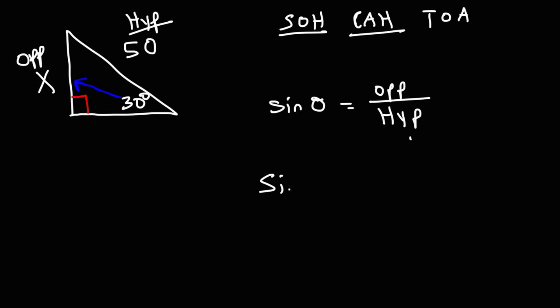So sine of the angle 30 is equal to the opposite side, which is x, divided by the hypotenuse, which is 50. Now, to calculate the value of sine, you could use a calculator. You could use the 30, 60, 90 triangle. But to keep things simple, use a calculator and make sure it's in degree mode, not in radian mode. Sine of 30 is, whoops, my calculator is in radian mode. I gotta put it in degree mode. Sine 30 is 1/2.